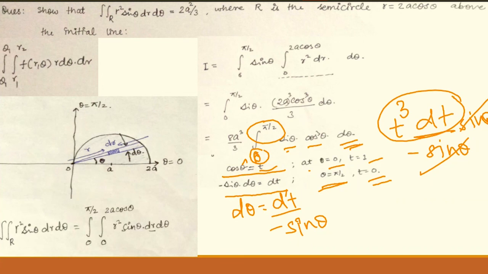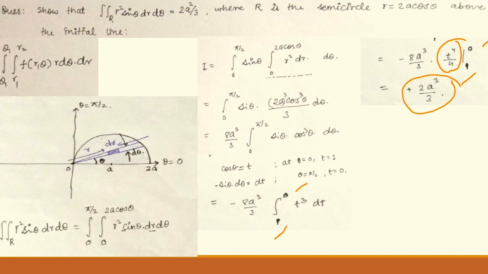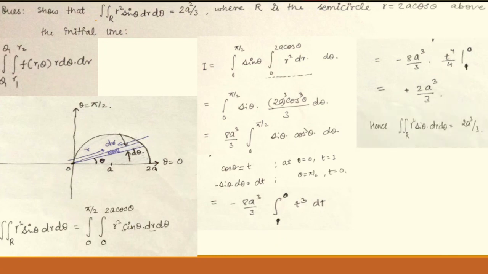Hence after substituting, we get a new integration something like this. Now this is very easy. We will integrate this, so it will give t power 4 by 4. We put the limits of integration from 1 to 0, and this will give this. Now we have got this double integral as this.